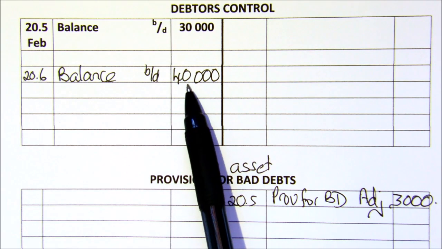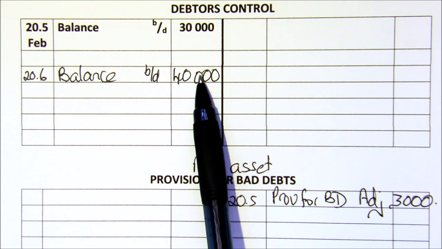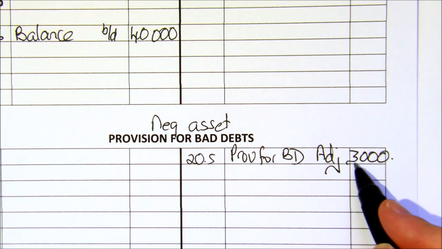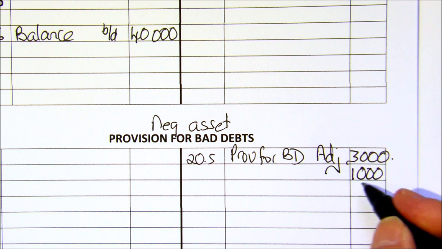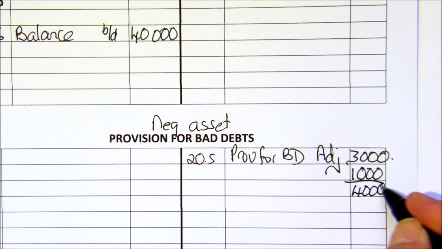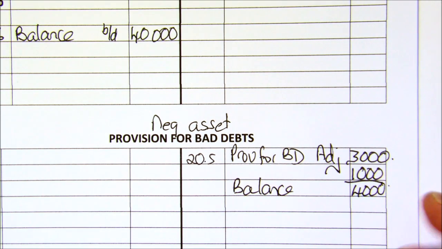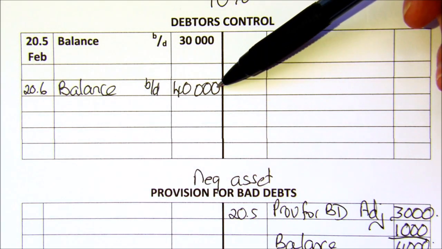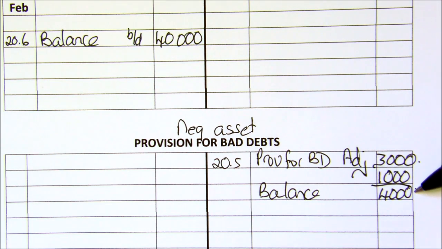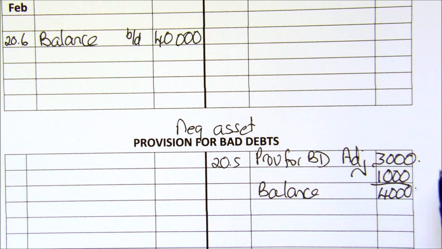At the end of the year, you're now showing a 40,000. You want your provision to be 10% of that, 4,000. At this stage, we've already got 3,000 in here. And so all we're going to do is increase it by 1,000 so that the balance on this account now becomes 4,000. That means that in your balance sheet for 20.6, you'd say my debtors are 40,000 less my provision of 4,000. In other words, a realistic figure of 36,000. But now this 1,000 Rand was the extra that we added on.